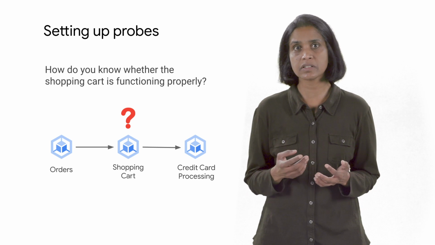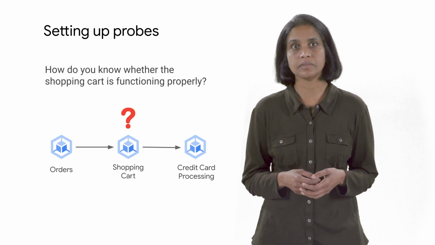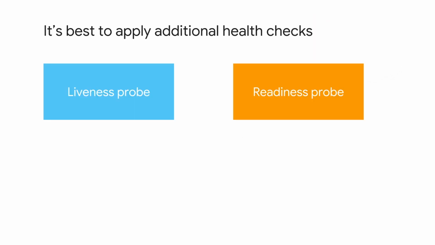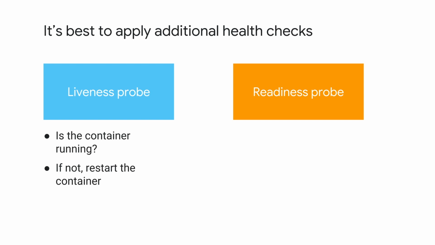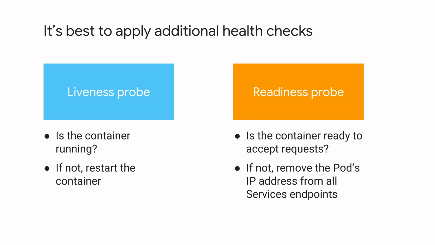So how do you know whether the shopping cart is functioning properly? It's best to apply additional health checks such as liveness and readiness probes. With a liveness probe, Kubernetes checks to see whether the container is running. If the liveness probe fails, and if the restart policy is set to always or on failure, Qwiklabs will restart the container. With a readiness probe, Kubernetes checks whether the container is ready to accept requests.